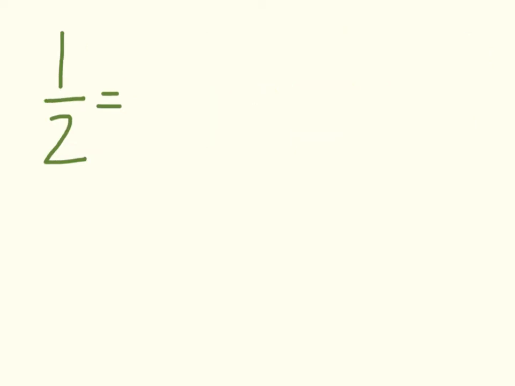If I want to create a fraction that is equal to 1/2, I need to multiply the numerator, and this is the numerator, by something. Now, in this case, I'm going to go ahead and multiply it by 2. So 1 times 2 is 2.